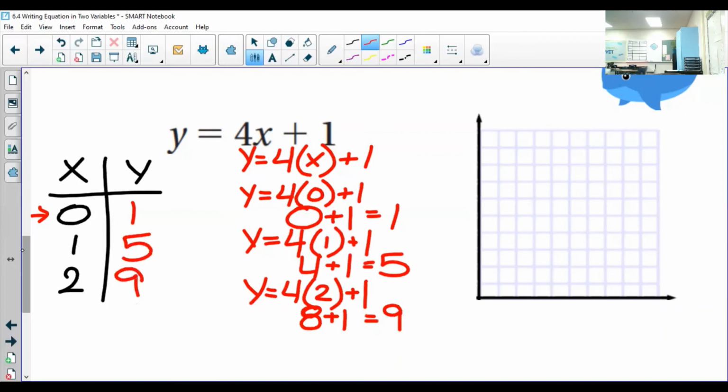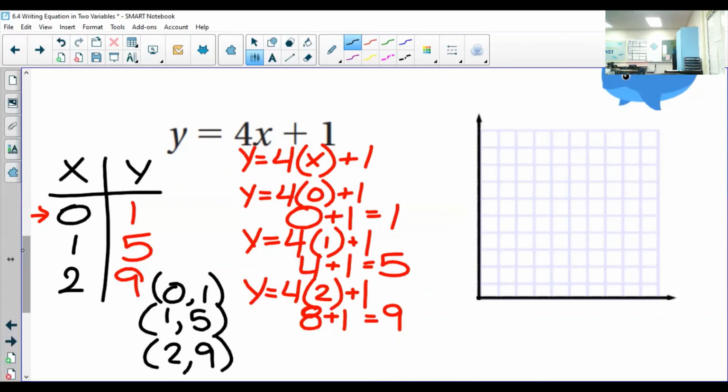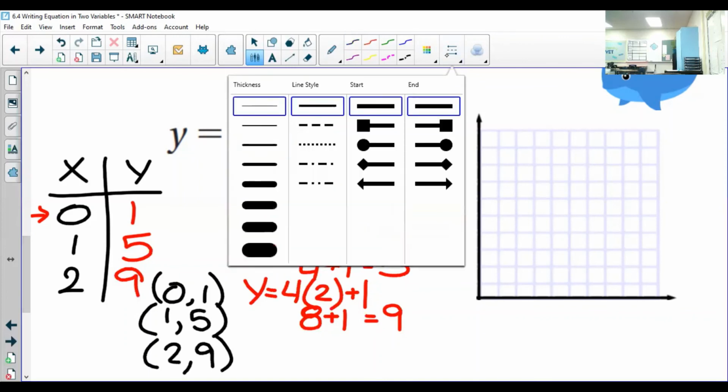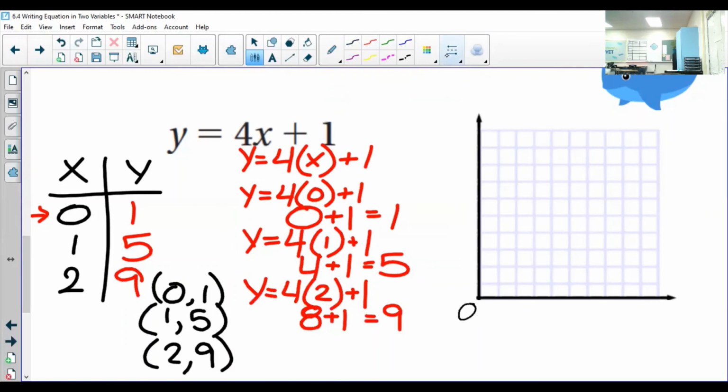So I got my table filled out. Let's look at my ordered pairs. Okay, we're going to have 0, 1, 1, 5, and 2, 9. Okay, we're going to come to our graph, and the next thing we're going to do is graph them. So bottom one is easy, right? 1, 2, 3. Now my y column is 1, 5, 9.